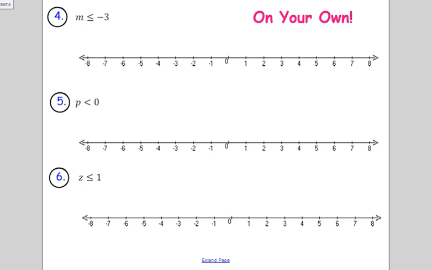All right, go ahead and try these as well. Pay special attention to when you have an open circle or a closed circle.